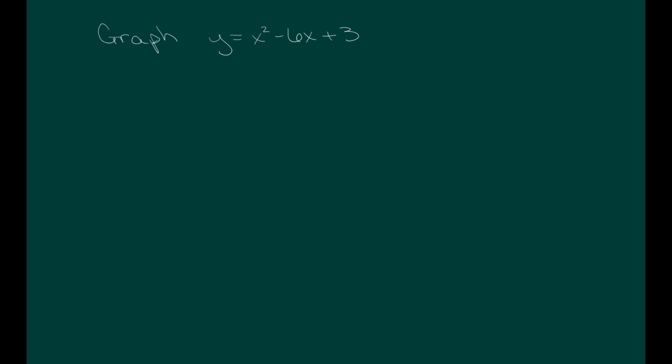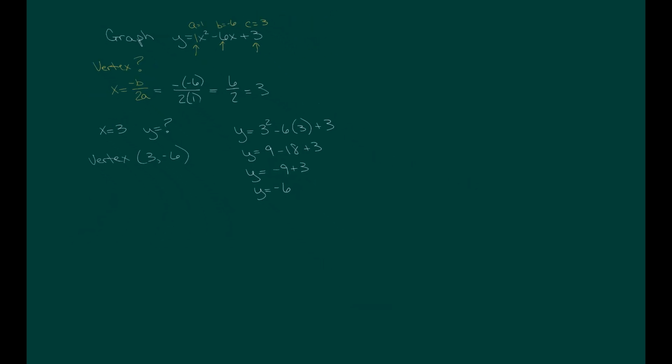Now what I'm going to do is form an XY table, okay? And I'm going to have a 3 in the middle. You want your vertex to always be in the middle. Now some teachers say plug in 5 different numbers, some say 3. I'm going to go with 3 for right now because it's just the easiest thing to do. And you could plug in whatever numbers you want on either side of the 3.